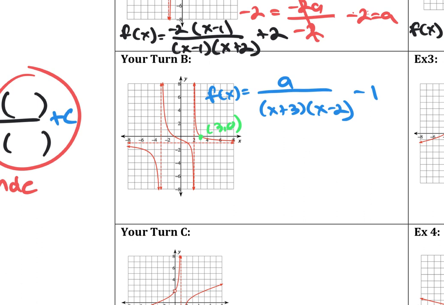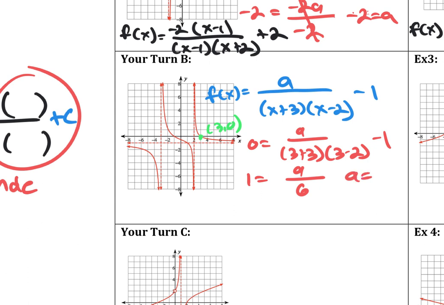I see that I have a 3, 0 that I can use to plug in, and that'll make things kind of simple for us. Okay, so I'm going to get 0 is equal to a over 3 plus 3 times 3 minus 2 minus 1. I'm going to add that 1 over, and then simplify what I have on my denominator. I have a 6 times 1, which is going to be just 6. And conveniently here, all I have to do is multiply both sides by 6, and I get that a is equal to 6. We're going to go ahead and plug that in here. So we have f of x is equal to 6 over x plus 3 times x minus 2 minus 1.